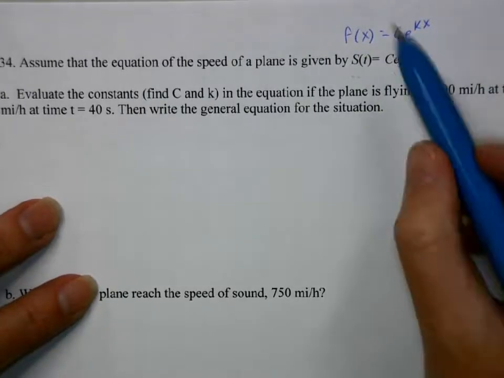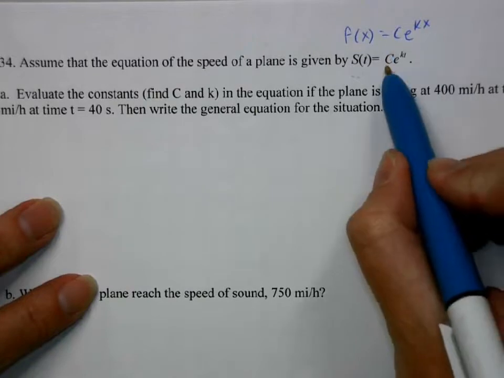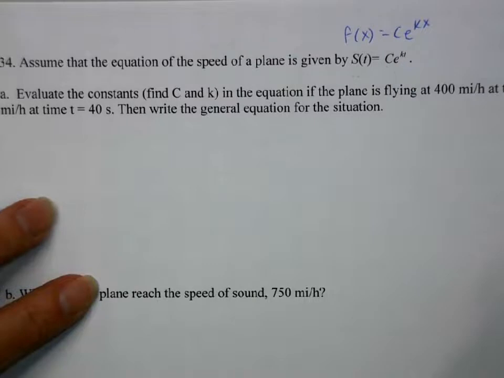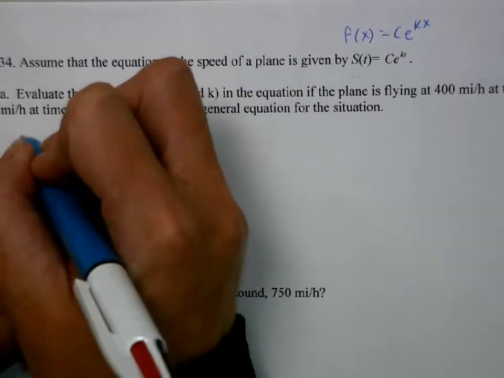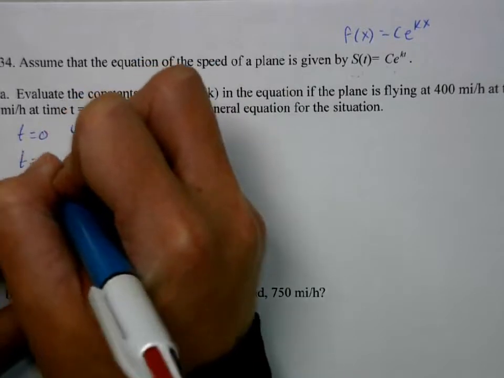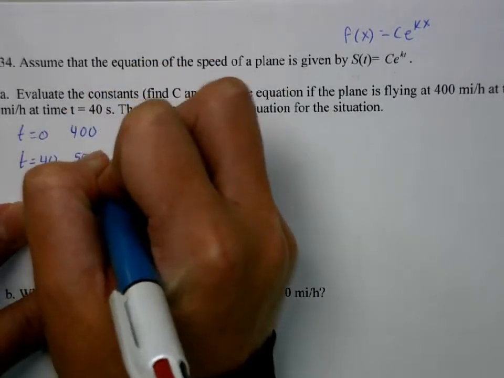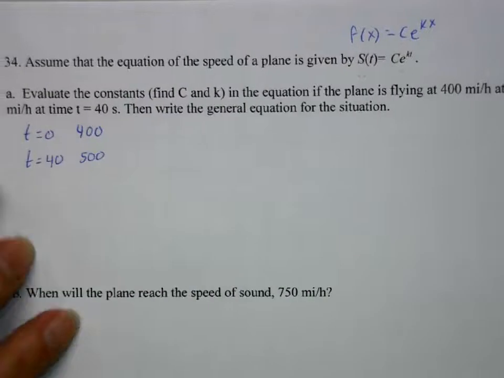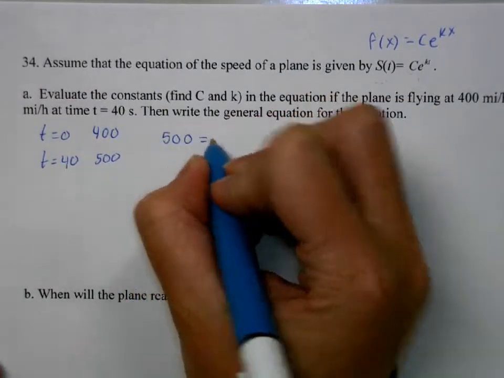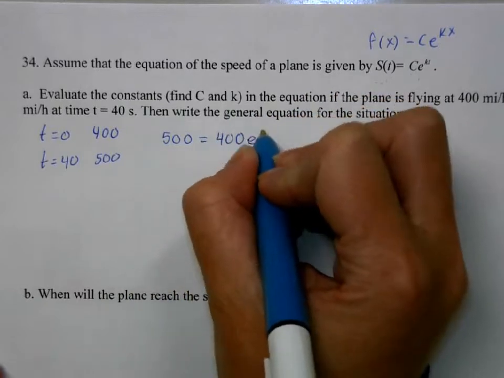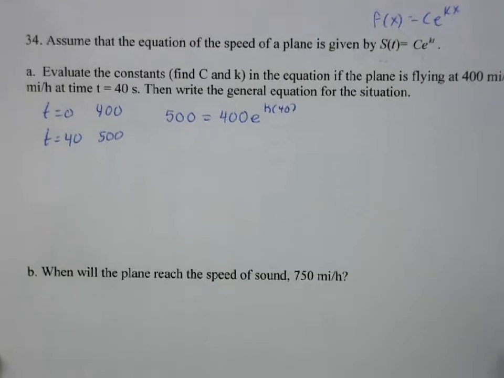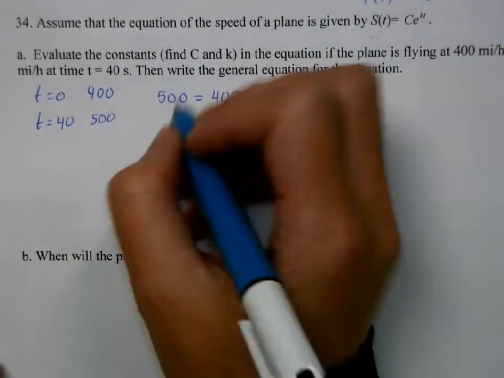So this is just our general exponential equation base formula. C is always going to be our initial condition because when time is 0, that piece goes away. So in this, our initial condition at time 0, we're at 400, and at time 40, we're going 500 miles per hour. So this is what we're going to use. I'm going to plug in 500 equals 400 e to the k times 40. And that'll be pretty consistent with our problems. Then I'll divide.